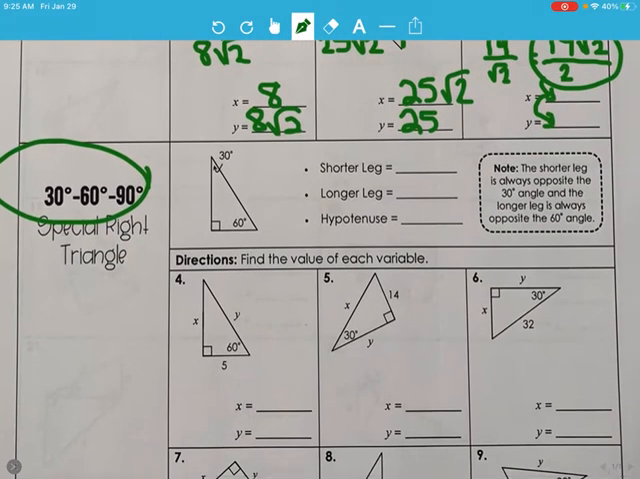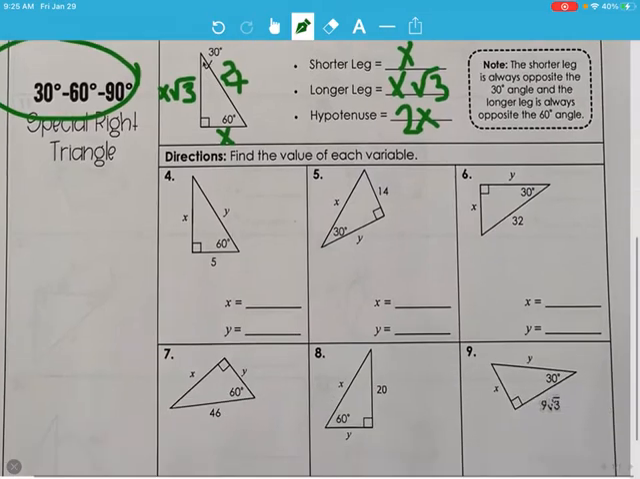30, 60, 90 also has a shortcut. The shortest leg is always X. The longest leg, mind you, leg, not the hypotenuse, is X square root of 3. And the hypotenuse is 2X. So I'm going to go ahead and label this picture. My shorter leg and my X root 3.